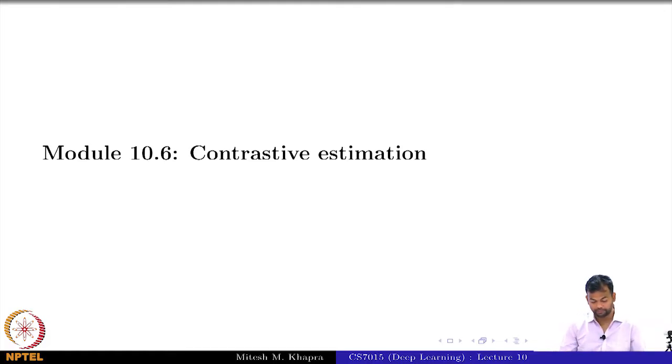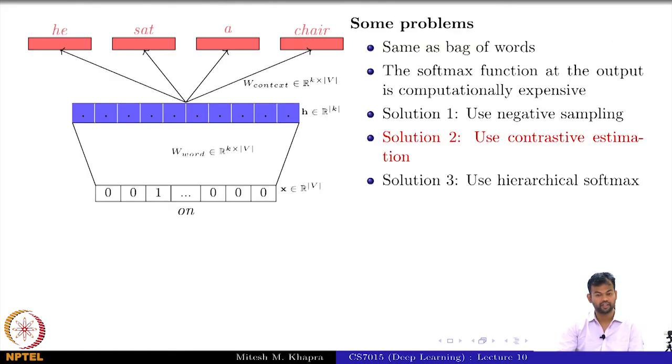So we'll move on to the next way of dealing with the expensive softmax. This is known as contrastive estimation. Remember where we are in the story: we saw the bag of words model and the skipgram model, and both of them have this expensive softmax computation at the end, and that's the problem we are trying to deal with. We saw one way of dealing with it, which was negative sampling. I hope you saw that there was no expensive computation there. The only computation was the dot product between the two words which appear together or which do not appear together. Now let's see what happens in contrastive estimation.